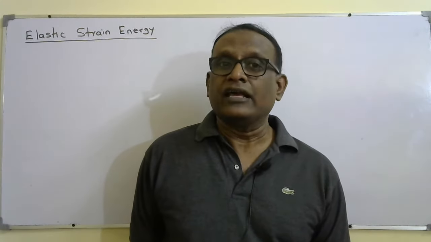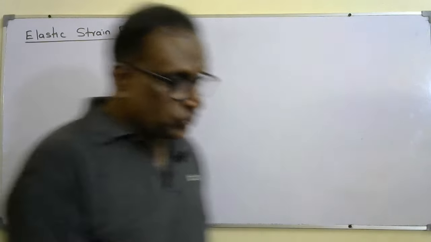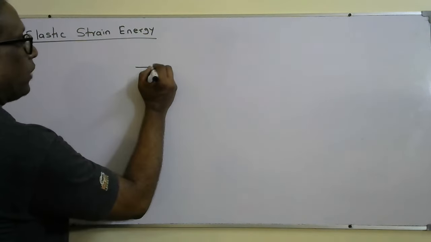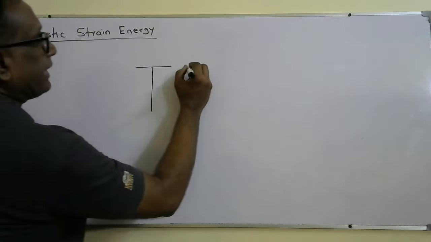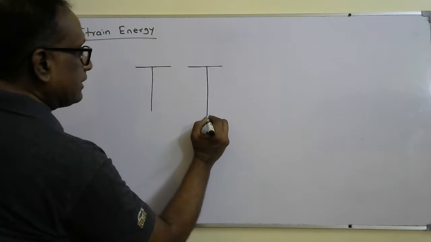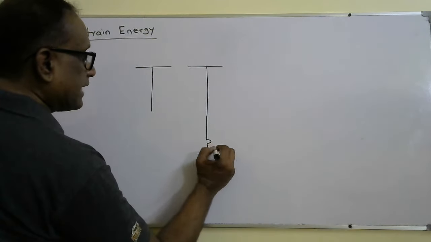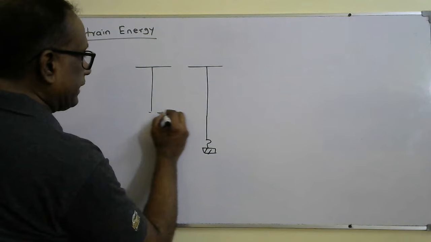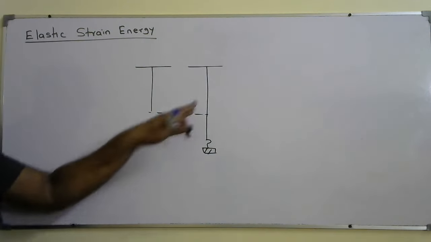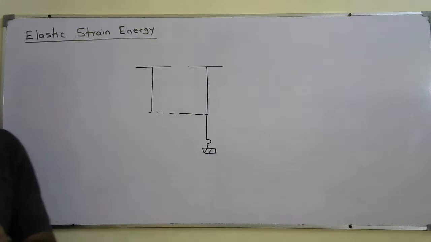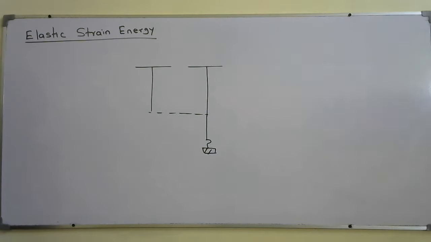Same way with a wire: you can hang a metal wire, and when you attach a weight at the bottom of it, it will extend. When it extends, work is done on the material due to the extension. So there will be energy stored in it in the form of elastic potential energy or elastic strain energy.